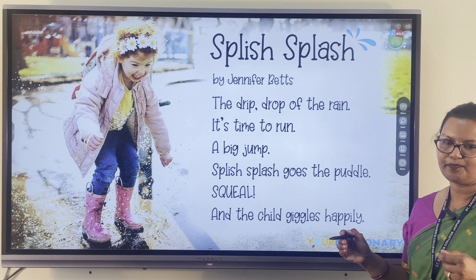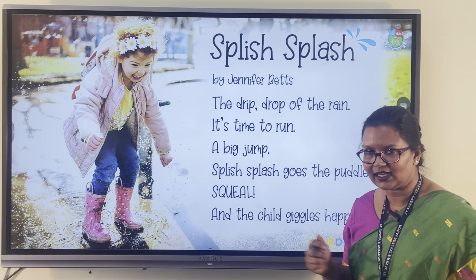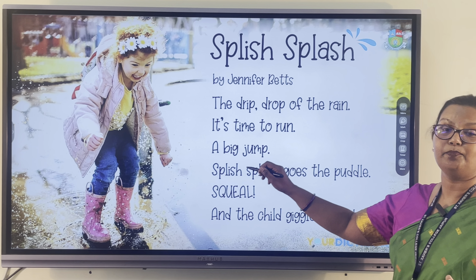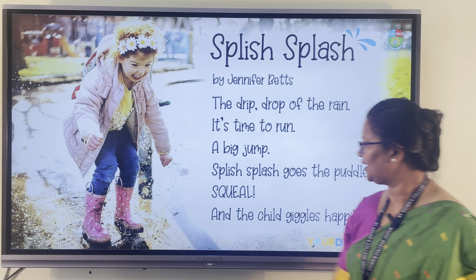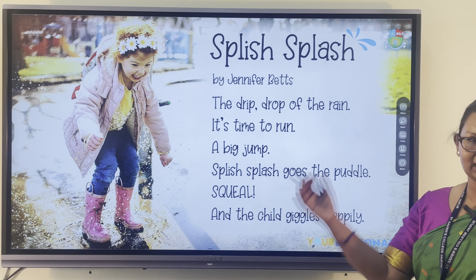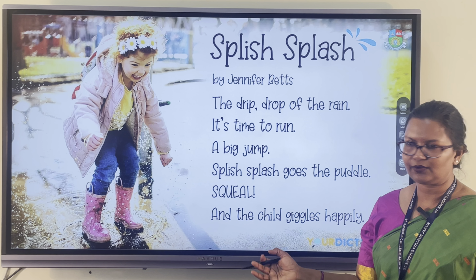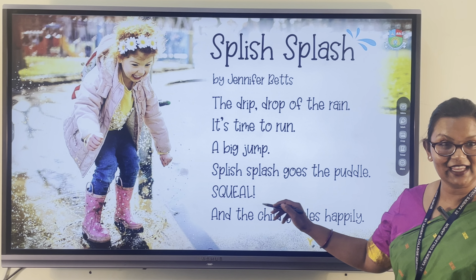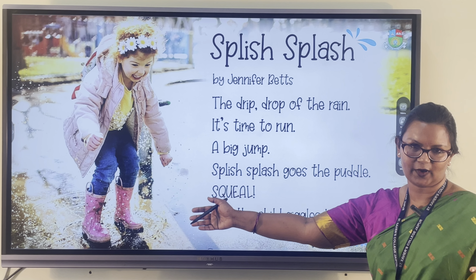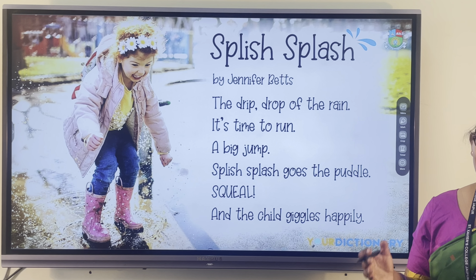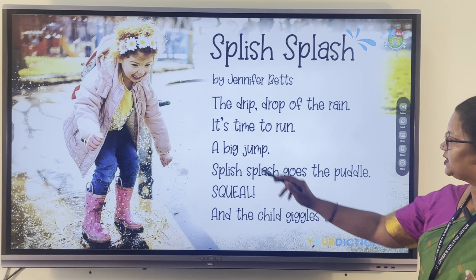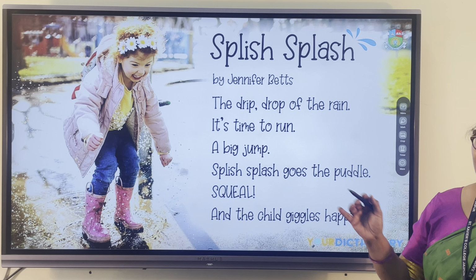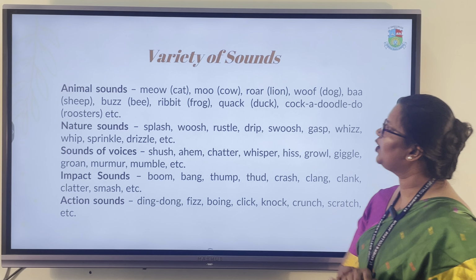Look at the sound that she's using. Drip, drop. You can imagine the raindrops falling and it's time to run. So you can even hear the footsteps. A big jump. And you can imagine the child jumping because they want to jump in the water puddles. Splish, splash. And the moment the child jumps into the puddle, there's the water sound of splish, splash, and then the happy squeal of the child because they've enjoyed jumping into the puddle. And then after the squeal, there is also the giggle. So the words drip, drop, splish, splash, squeal, giggle are all examples of onomatopoeia.